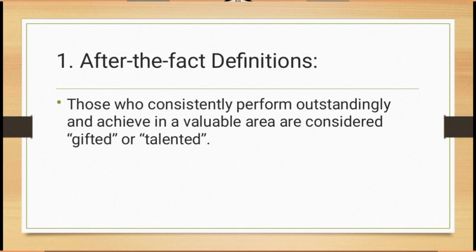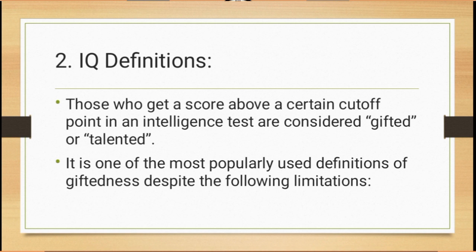First is the after-the-fact definition. Those who constantly perform outstandingly and achieve in a valuable area are considered gifted or talented. Second is the IQ definition. Those who get a score above a certain cut-off point in an intelligence test are considered gifted or talented. It is one of the most popularly used definitions of giftedness despite the following limitations.